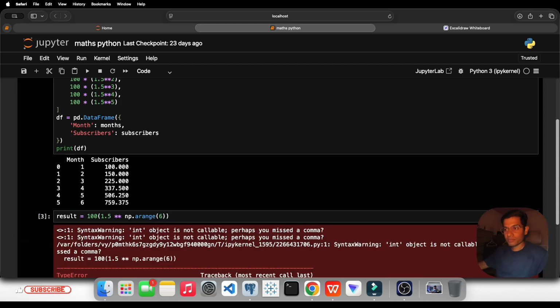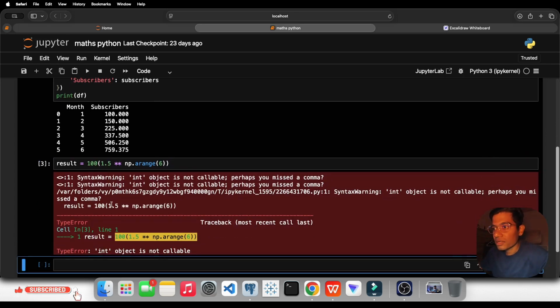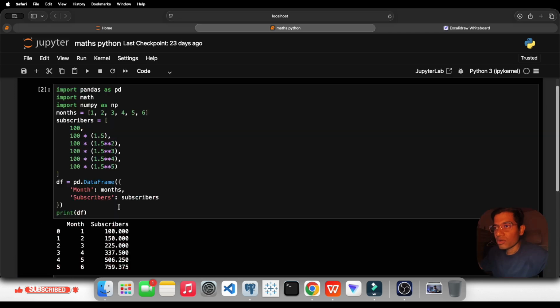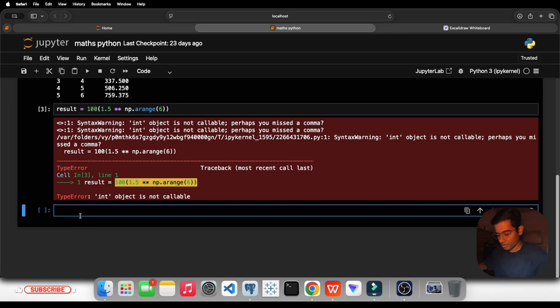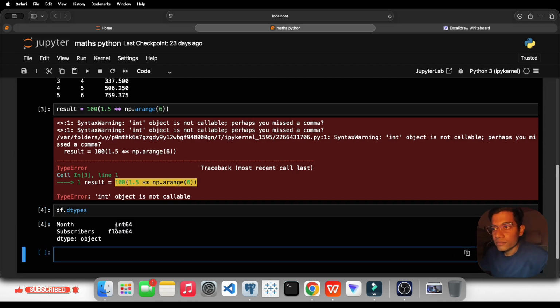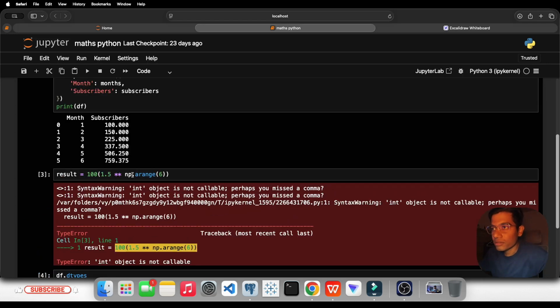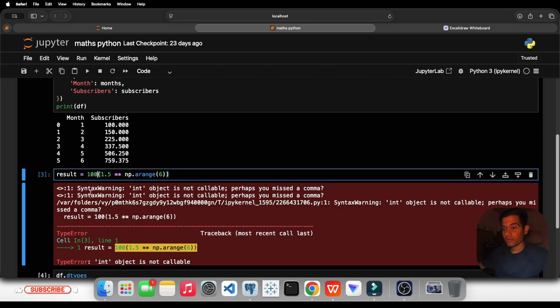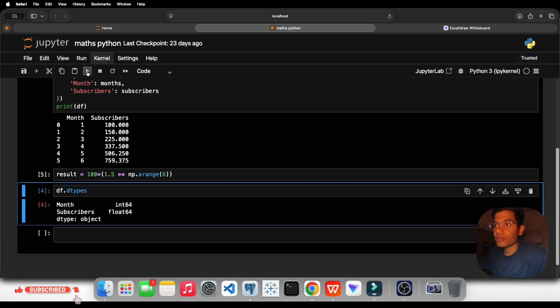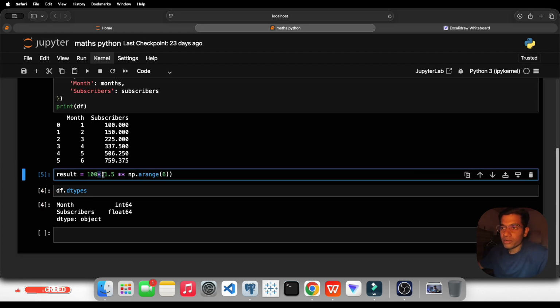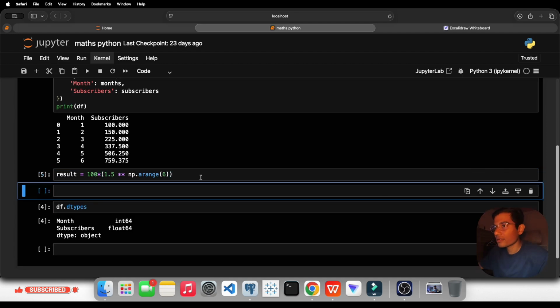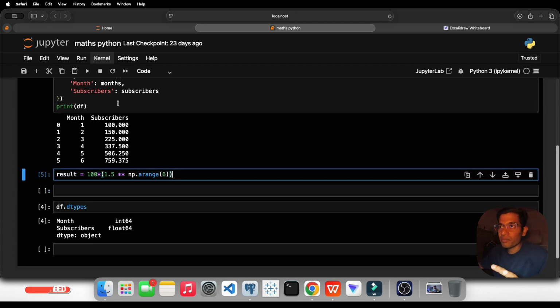Execute it. See, a warning is coming here: int object is not callable. Let's see the dtypes, int. So it is not callable, but why? Let's do it: 100 into this. Oh, right now it's okay. I thought I had used the star mark, but I had not used the star mark. That is the reason.